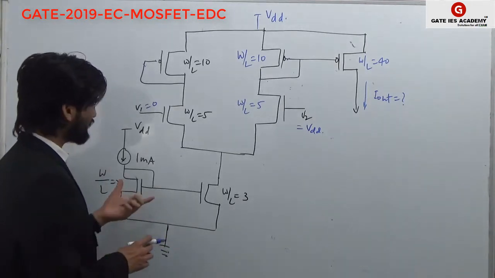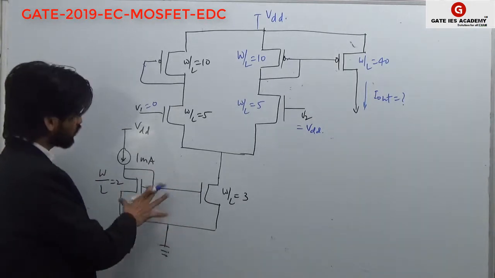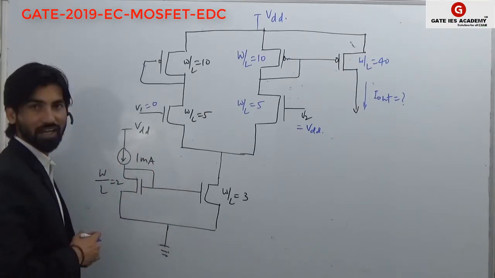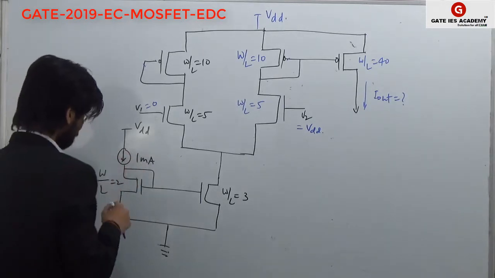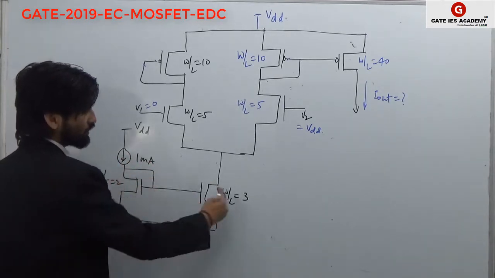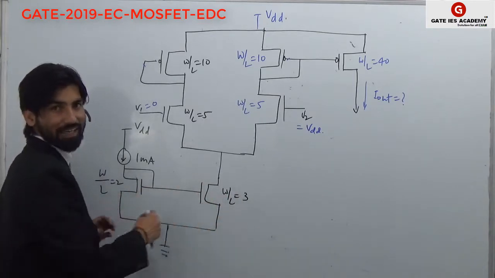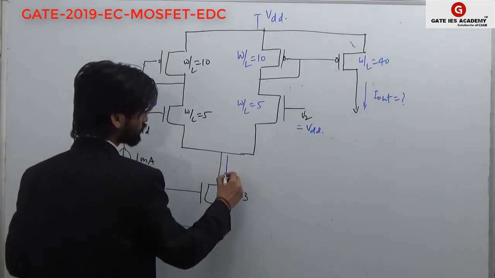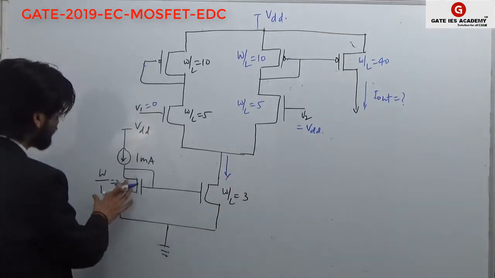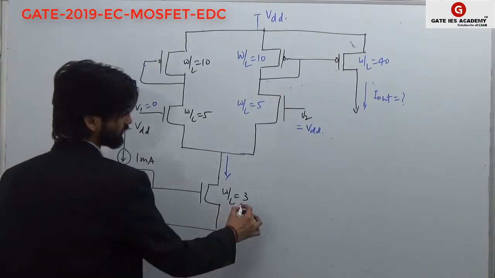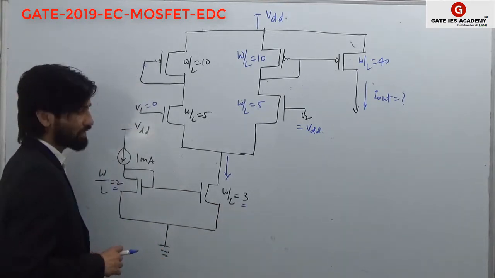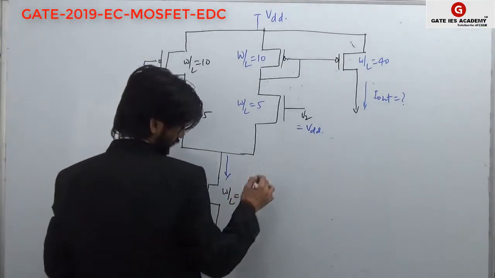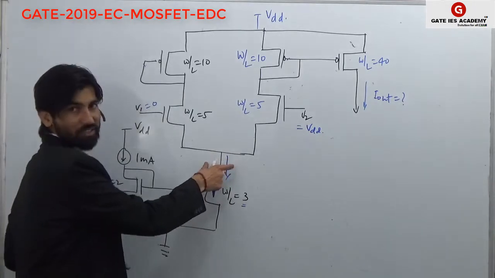By looking at this circuit, you should be able to identify that this is a current mirror. If all parameters of these two transistors were matched, whatever current flows through this transistor, the same current would flow through the other. But the aspect ratio here is 2, and for this transistor the aspect ratio W by L is 3. So the current flowing through this transistor would be different.